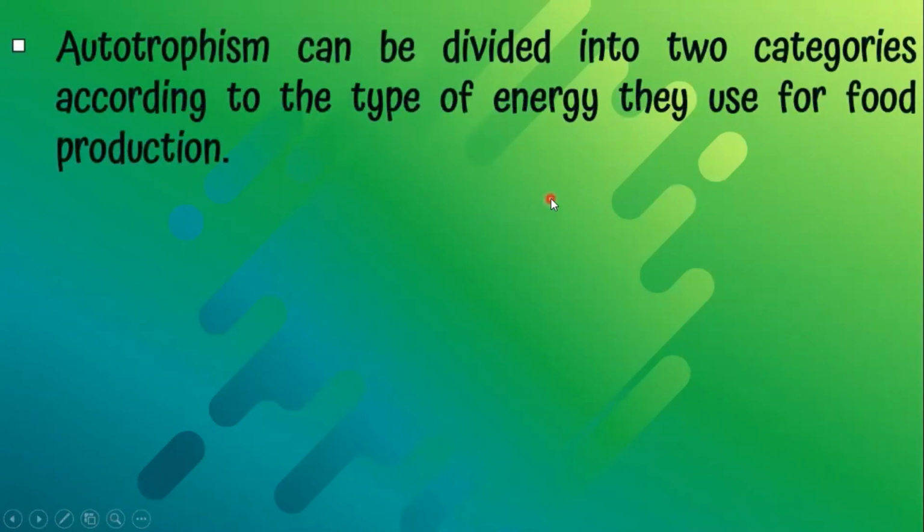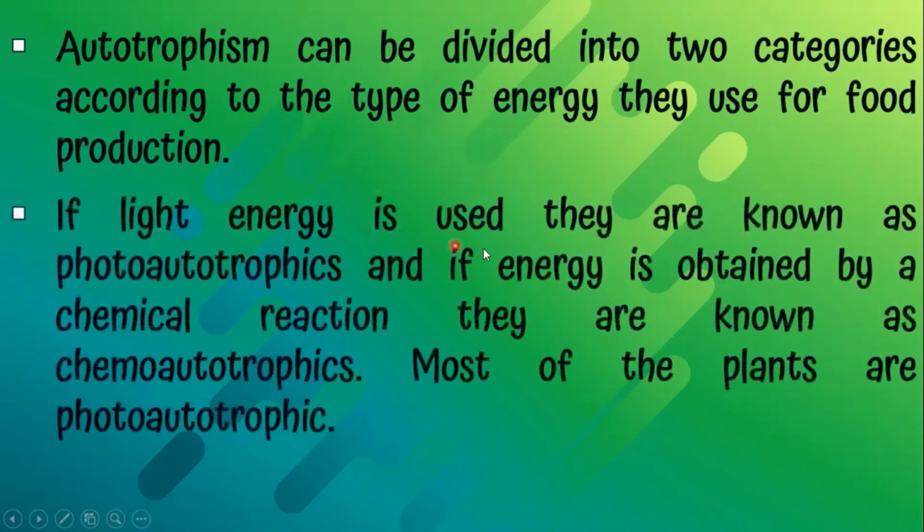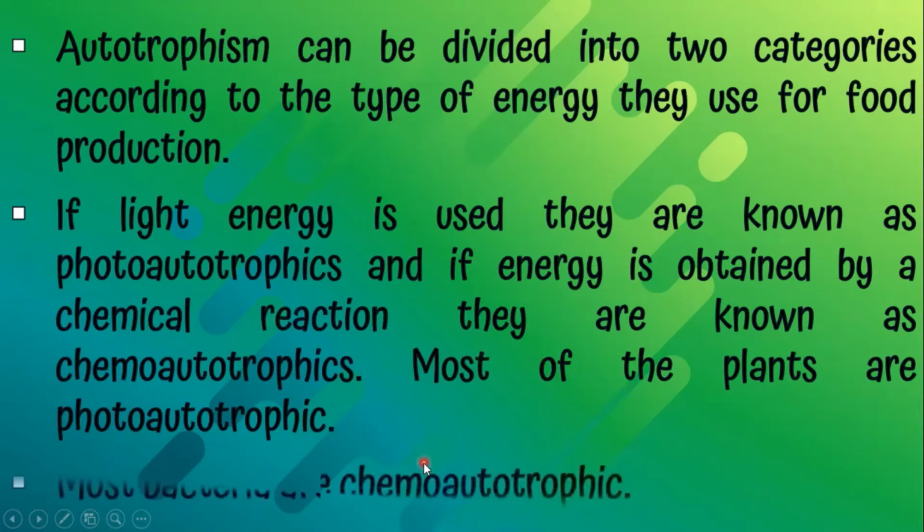Autotrophism can be divided into two categories according to the type of energy they use for food production. If light energy is used, they are known as photoautotrophic, and if energy is obtained by a chemical reaction, they are known as chemoautotrophic. Most of the plants are photoautotrophic. Most bacteria are chemoautotrophic.